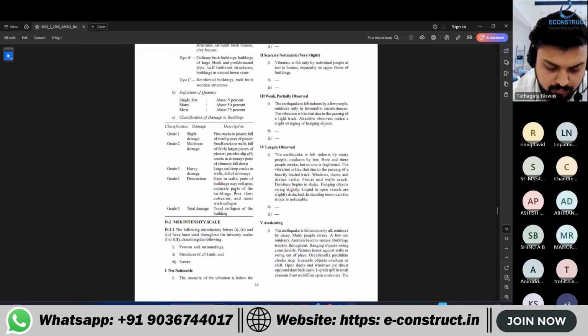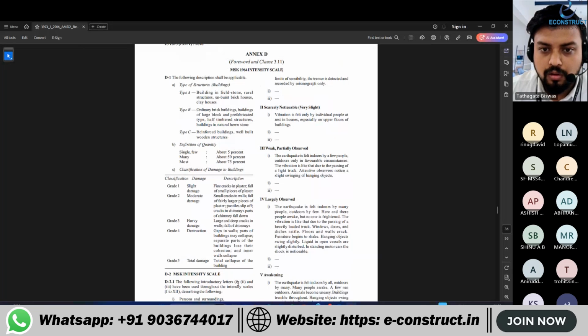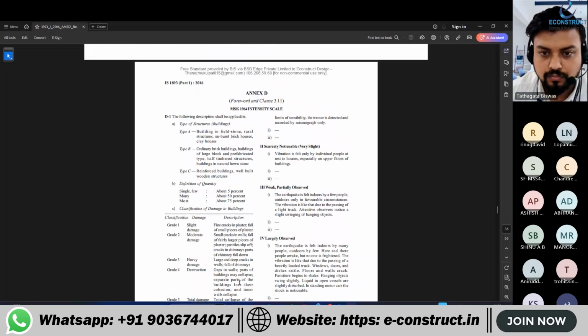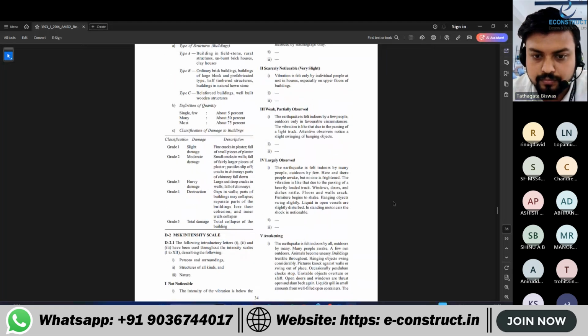Not noticeable. The intensity of the vibration is below the limit of sensibility. The tremor is detected and recorded by seismograph only. Second, scarcely noticeable, very slight. Vibration is felt only by individual people at rest in houses, especially on upper floors of buildings. Weak and partial observed. The earthquake is felt indoors by a few people, outdoors only in favorable circumstances. The vibration is like that due to the passing of a light truck. Attentive observers notice a slight swinging of hanging objects.